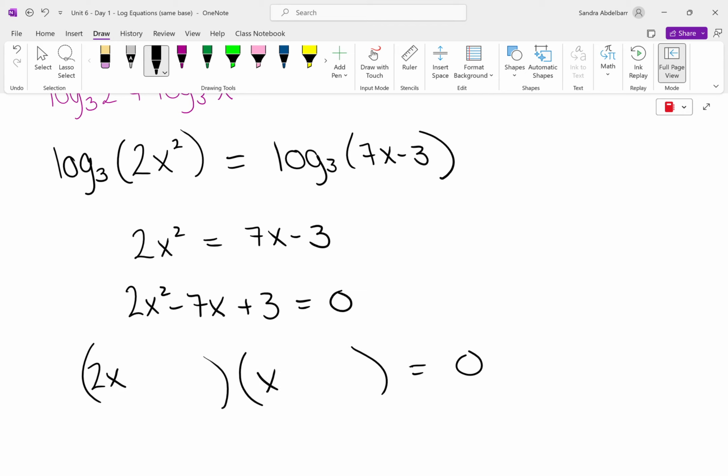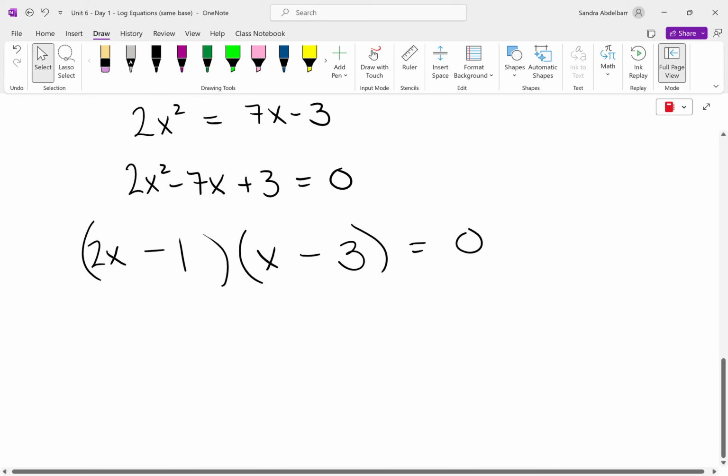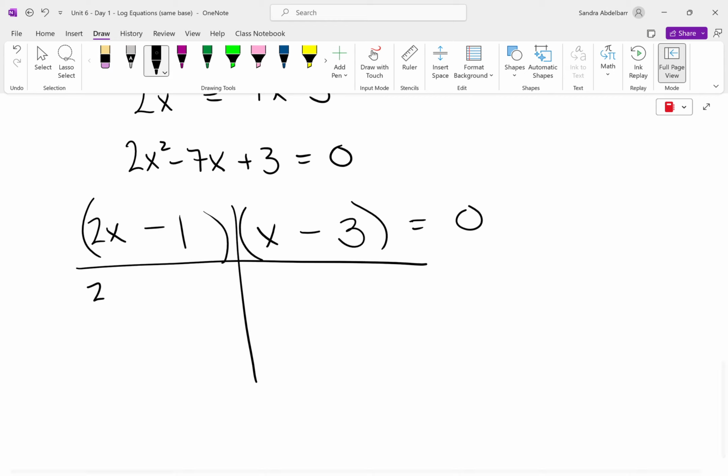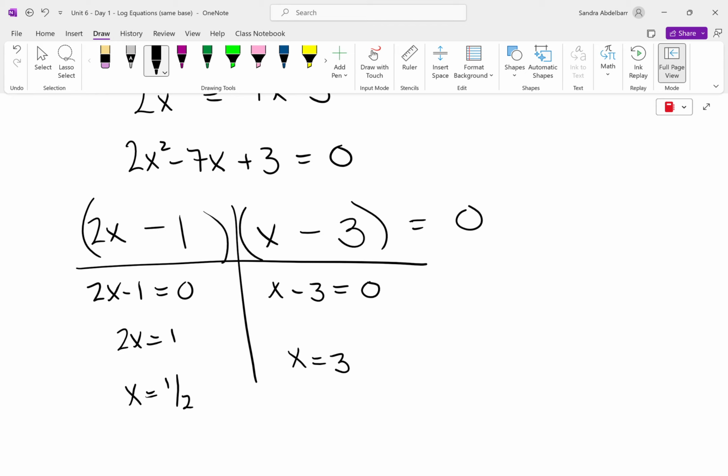So we're going to have a 2x and an x. We know both our signs are going to be negative. And I'll put the 3 here and the 1 here. When we solve, we're going to get 2x minus 1 equals 0. x minus 3 is equal to 0. We will get 2x equals 1, so x will equal a half. And here we get x is equal to 3.